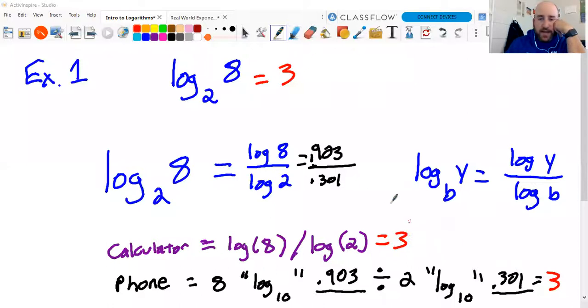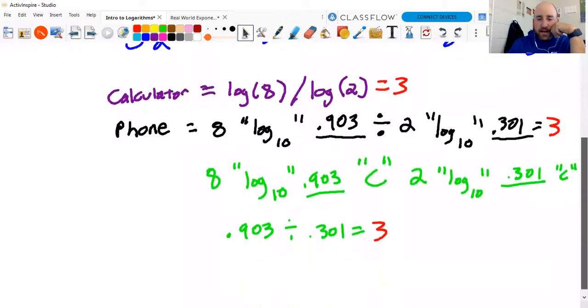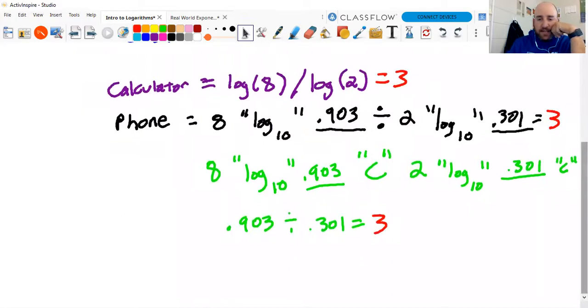All right. So coming back here now. Again, we know we were supposed to get 3. We got 3. The one thing I'll say is this: if punching the long chain into your iPhone calculator is tough, do 8 log of 10, get this. Let me write it down here. Do 8 log of 10 to get 0.903.